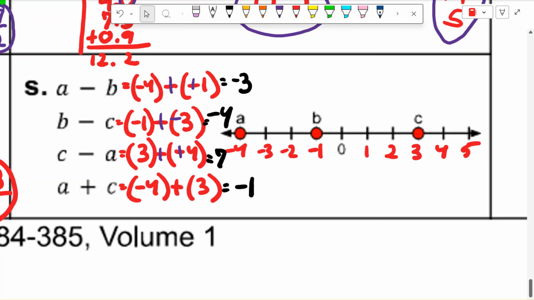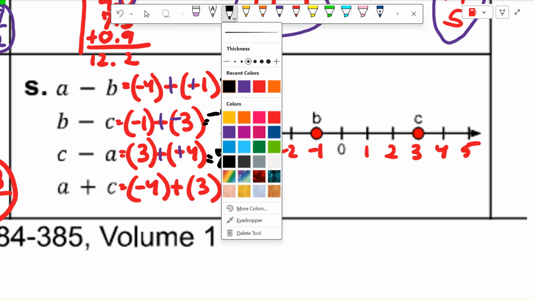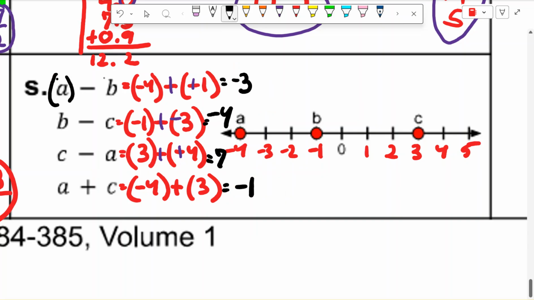And now S. This was packed for a room. I do apologize for that. Hopefully you did better with a pencil tip than you did with my pen here. So A minus B, I put parentheses for the A, like this, and for the B. And then I inserted what A was and what B is on the number line.